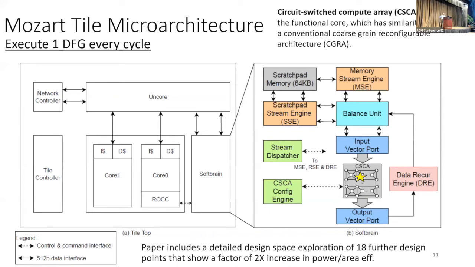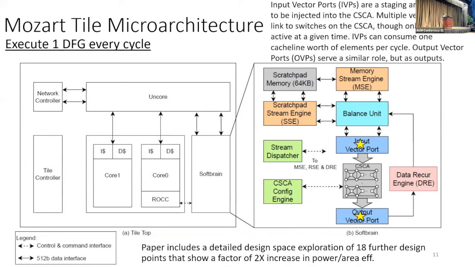Then the compute hardware, or the function unit hardware, is called a circuit switch compute array. It's very similar to a CGRA. It includes some delay elements to make sure that values arrive perfectly synchronized to give you this nice view of graphs executing every cycle without all of the von Neumann overheads of instruction fetch, register file access, and all of those things. Then we have these input vector ports whose job is to take values that come from these streams and buffer them in a way that when all inputs arrive, they get injected immediately into this array.